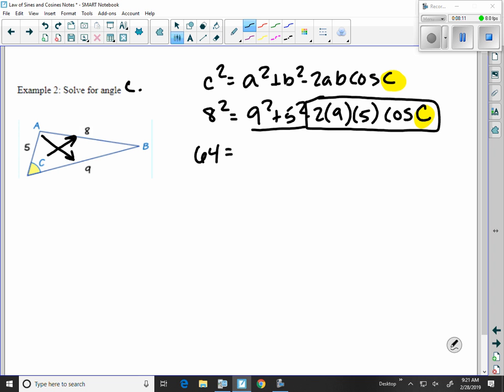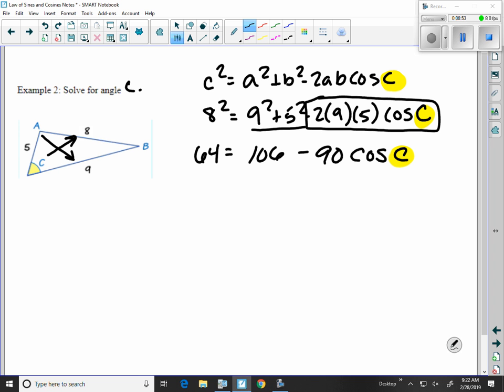So 9 squared plus 5 squared would be 106. Okay, 106. And then 2 times 9 times 5 would be 45 times 2, negative 90 cosine C. Okay, so every time you do these problems, when you simplify, you'll get 2 numbers here. This one has to stay with that cosine. You cannot do 106 minus 90, ever. Okay, whatever the numbers are there, can't do it.